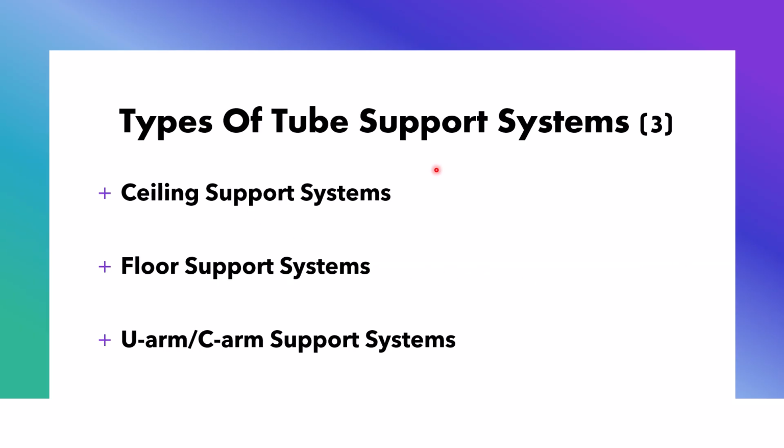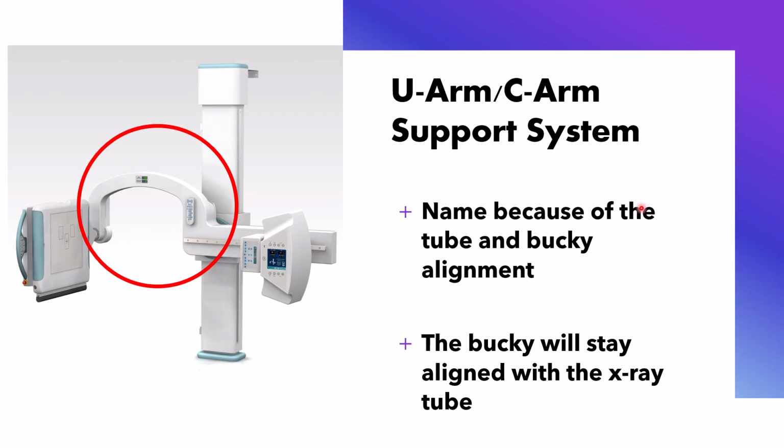Types of supporting systems, we basically have three types. Ceiling support systems, which is what we have in our lab, but we used to have floor support systems in the old lab, and then we have the C-arm or the U-arm that's self-contained. This would be the example of a C-arm or a U-arm. We have one of those in the back, in the storage room where we keep everything else. It is mounted, so it can be like a C or a U.